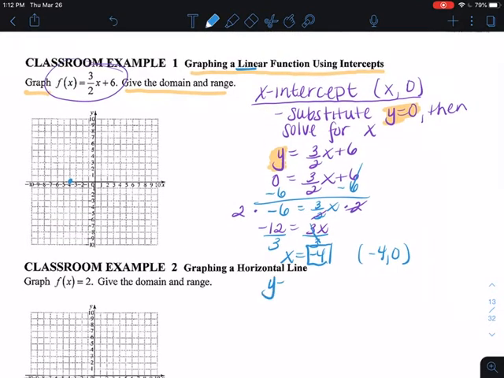To find the y-intercept, y-intercepts, when you write them as an ordered pair, is going to be 0, comma, a y value. So algebraically, to find the y-intercept, we let x equal 0. All right, so let x equal 0, and then solve for y.